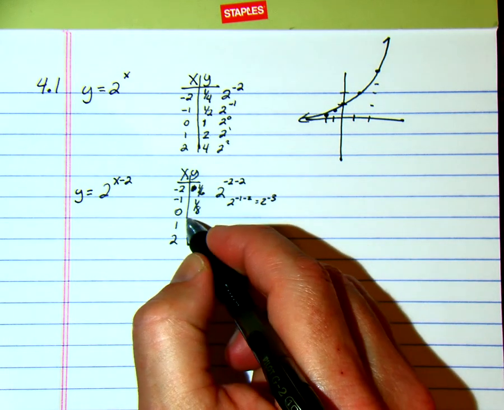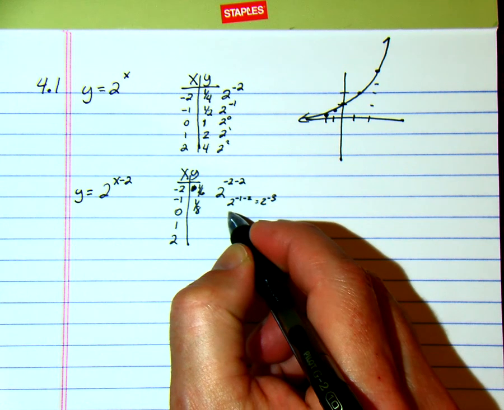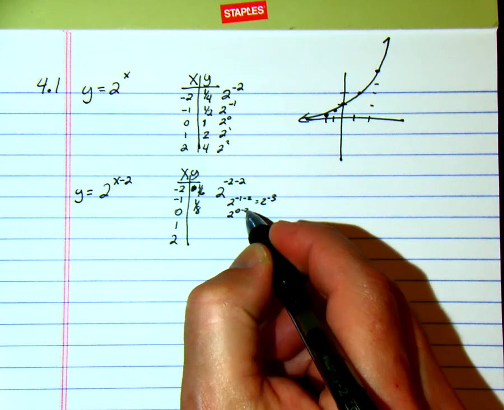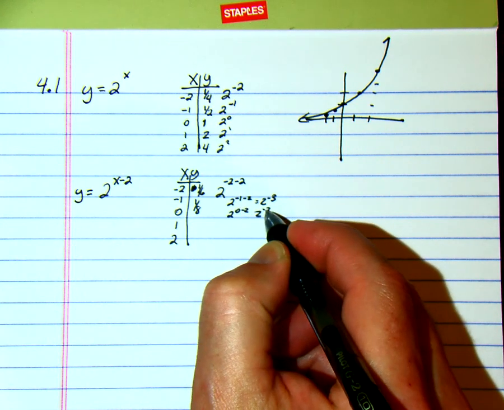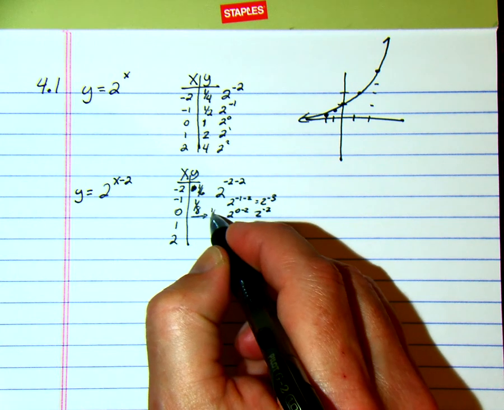Oh man, I'm trying to squeeze this in and not paying attention to how big I'm writing stuff. 2 to the 0 minus 2, well, that would be 2 to the -2nd power, which is going to give me 1/4. So we'll slip that in here. It's 1/4.